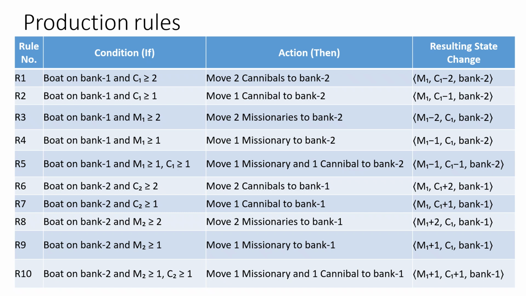Then the 10th rule we will see, move one missionary and one cannibal from right to left. That means on the right bank, bank 2, the number of missionaries is greater than 1 and the number of cannibals is greater than 1. Then one missionary and one cannibal return together from the right bank to the left bank. That should maintain safety while bringing the boat back.